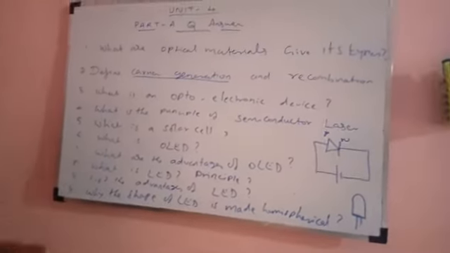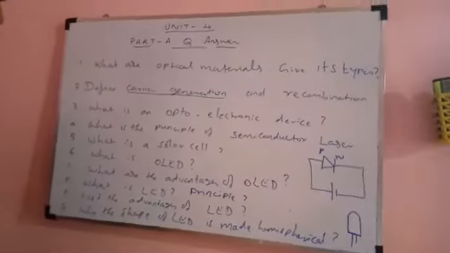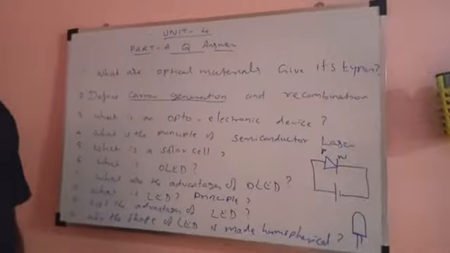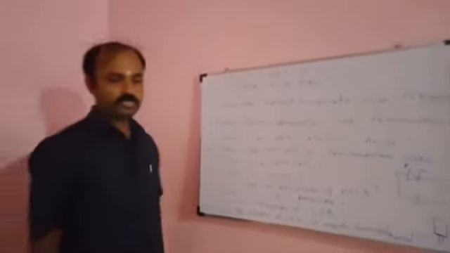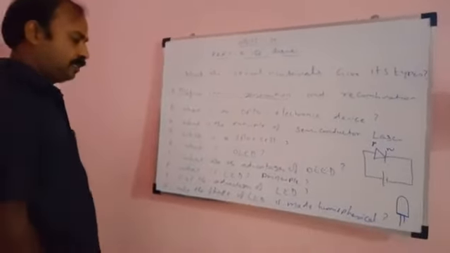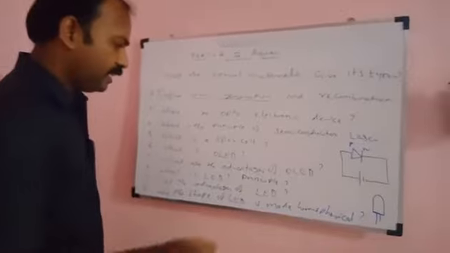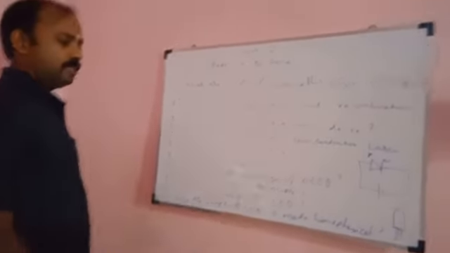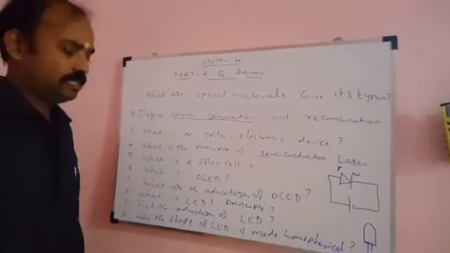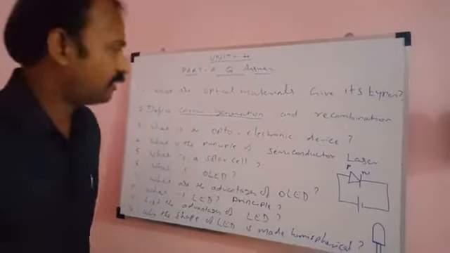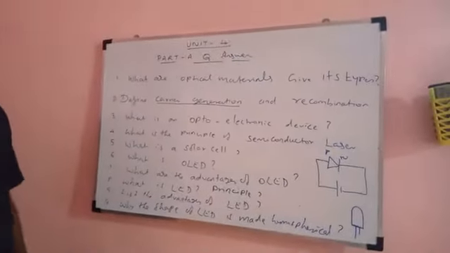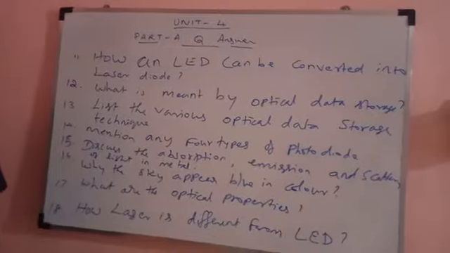The answer is, the shape of LED is hemispherical in order to minimize the reflection losses. The shape of LED is hemispherical in order to avoid the losses, that is, reflection losses. So these are the answers of the first 10 questions. Now we move to the 11th.